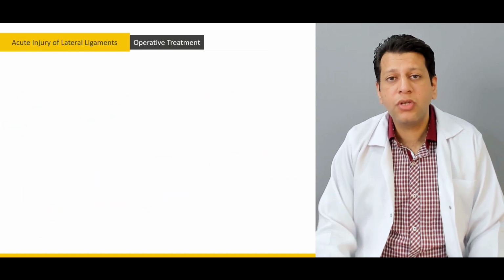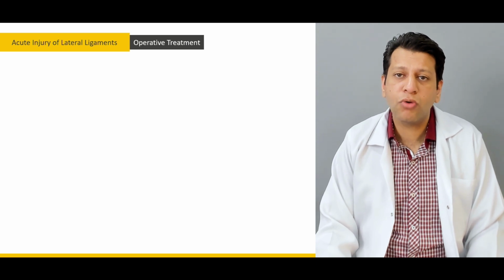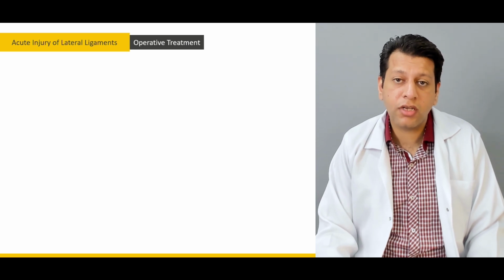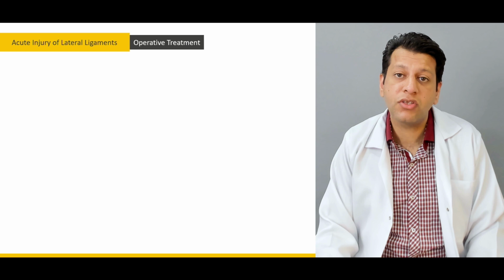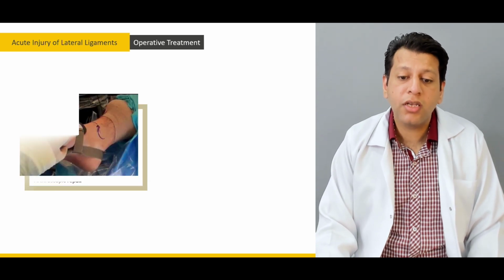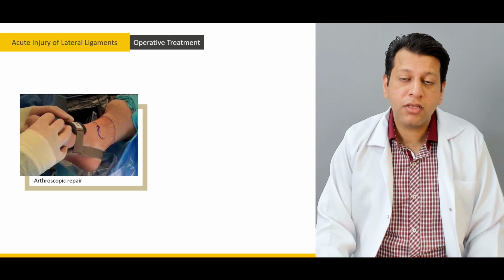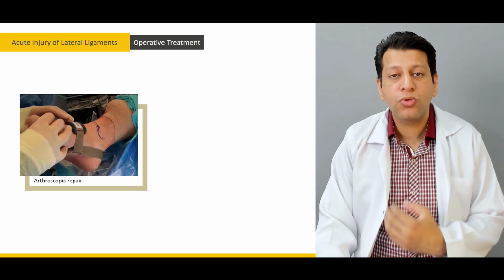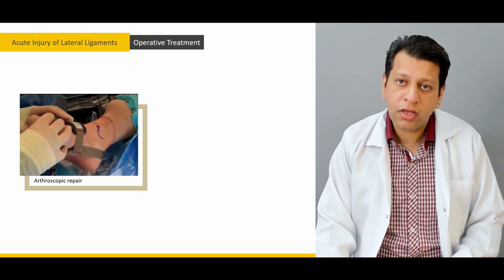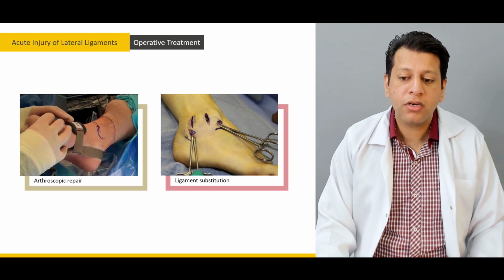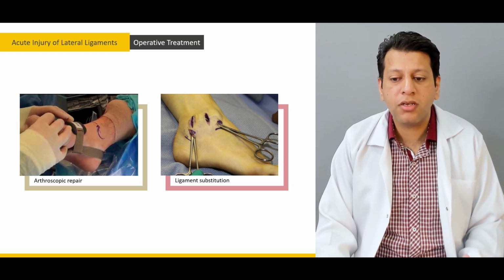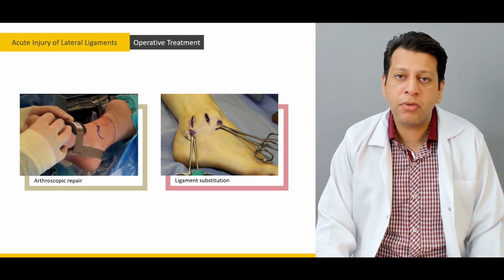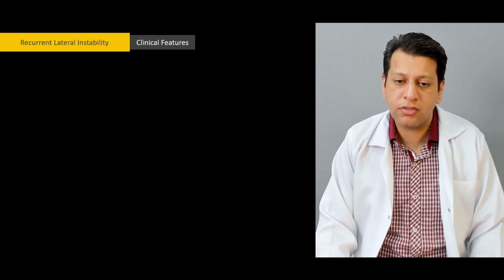Usually acute injury can be dealt with most commonly by conservative measures, but sometimes the injury is severe enough and there are complete tears which can eventually lead to lateral ankle instability. So you may need to do operative repair of these ligaments, that is repair of the anterior talofibular or calcaneofibular ligaments. Mostly nowadays these are done by arthroscopic repair, but it can be done by open procedures as well as minimally invasive procedures, for example ligament substitutions, but mostly the repair is done arthroscopically nowadays.